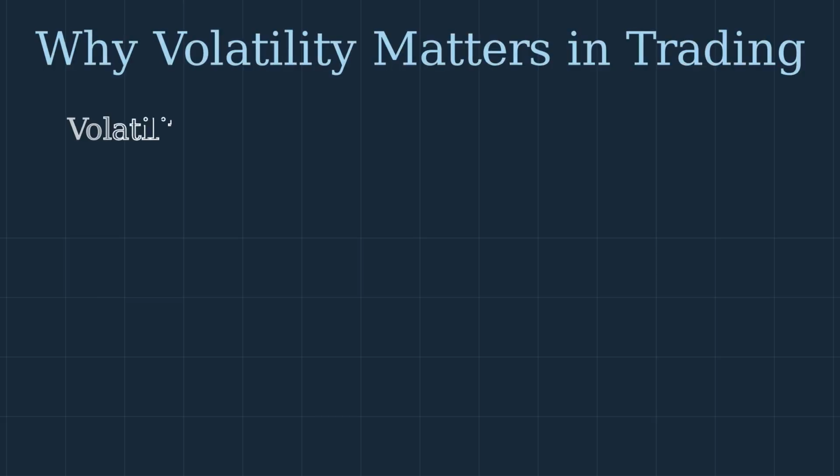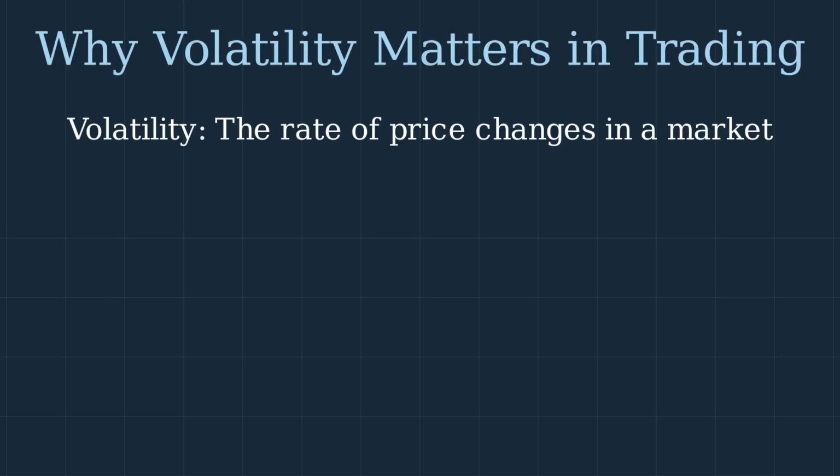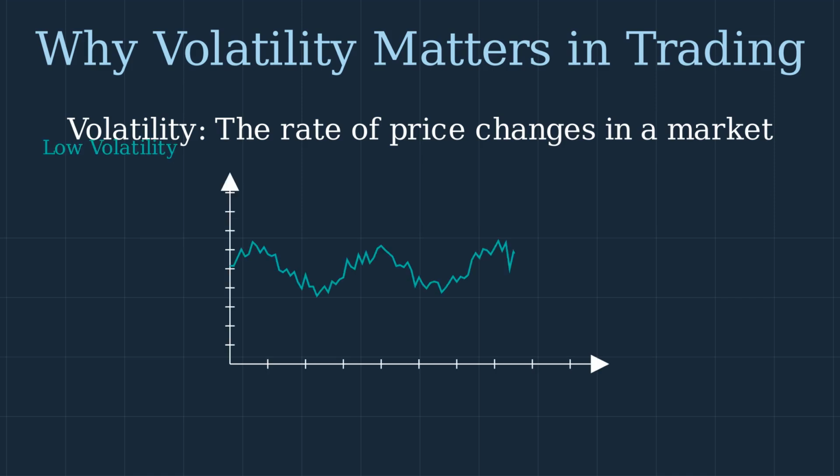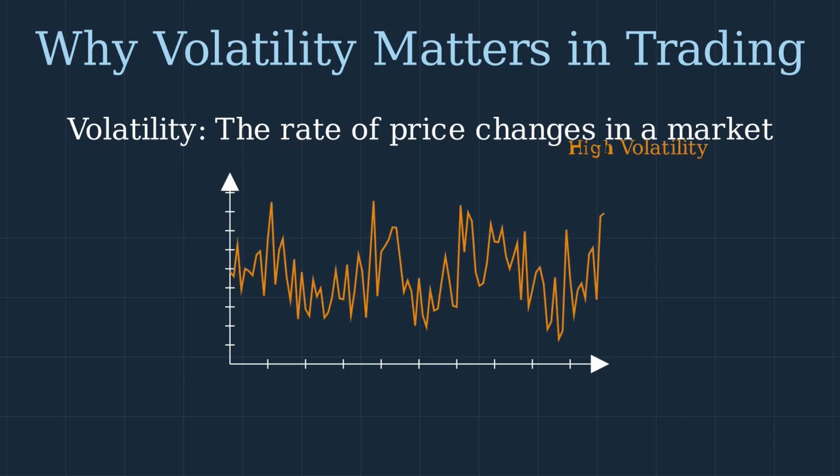Volatility measures the rate and magnitude of price changes in a financial market. Low volatility markets show gradual, predictable price movements with small fluctuations. In contrast, high volatility markets exhibit rapid, significant price swings that can create both opportunity and risk.